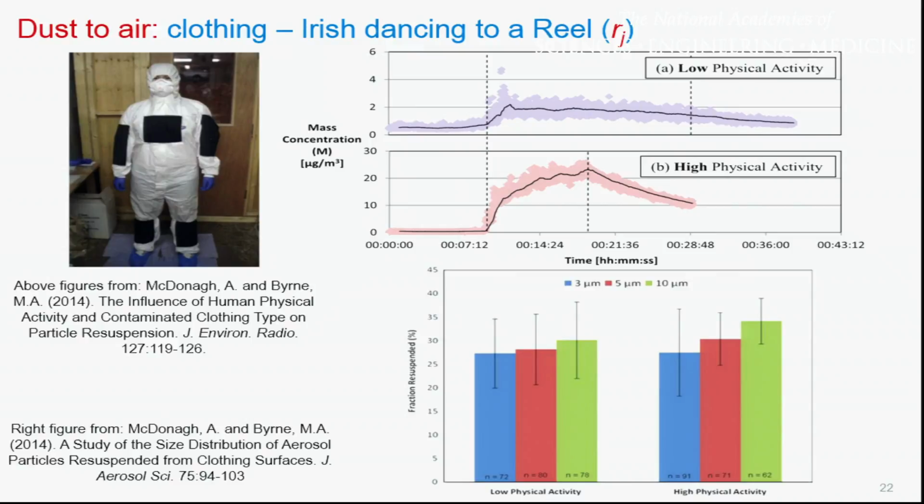So in addition to sleeping, we know that particles can detach from clothing. This was a nice set of studies by McDonough and Byrne, where they looked at particle detachment from this clean room outfit with different fabrics attached, due to different types of physical activity. In this case, she was dancing this Irish dance. But certainly we see about a quarter of these particles that were initially deposited on the surface are resuspended. This is something I think very interesting, and another area where we know generally very little as it relates to just occupational exposures or just general clothing that we wear every day.